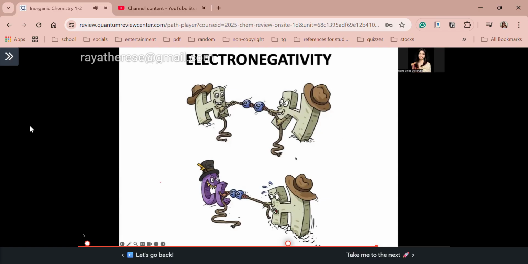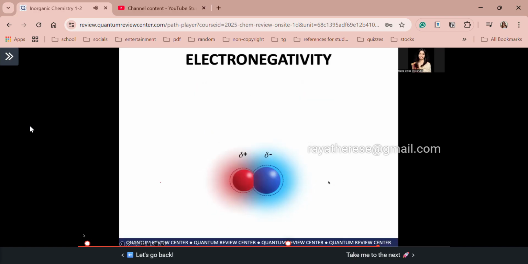Electronegativity can be viewed as this tug-of-war of atoms. Here, two hydrogen atoms happily and equally share electrons because they are similar atoms that have the same electronegativity. However, fluorine, the purple one, is more electronegative compared to hydrogen, so it can attract electrons more toward itself. That is the concept of electronegativity.